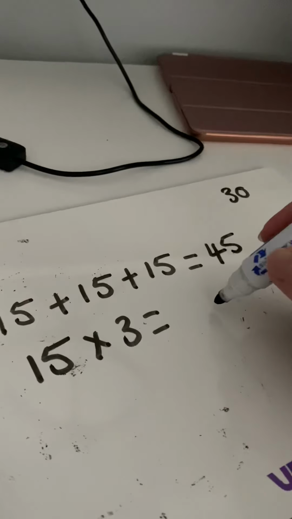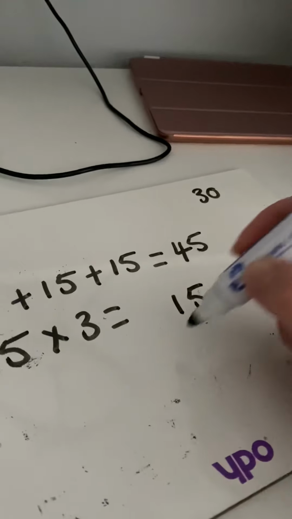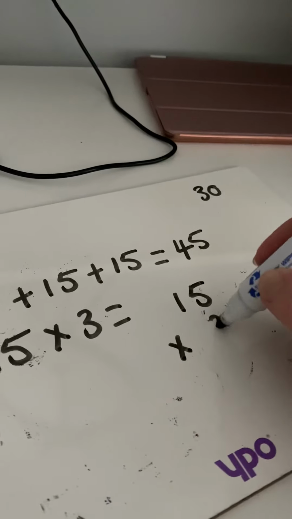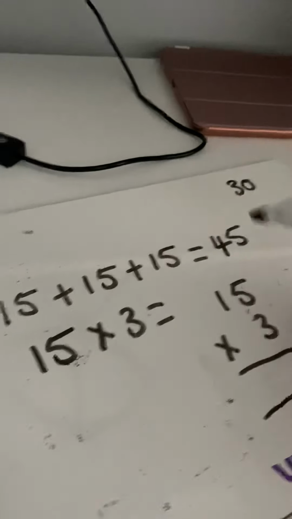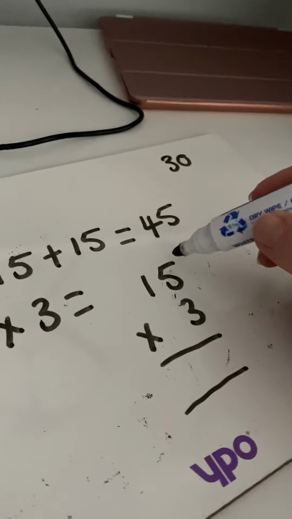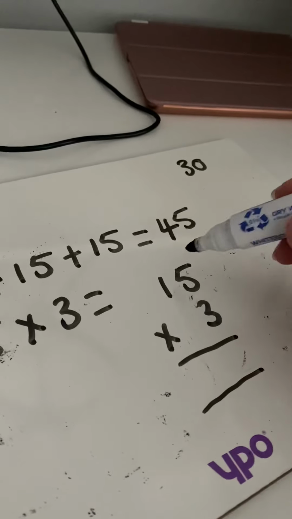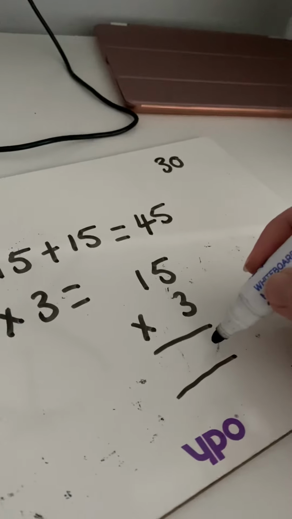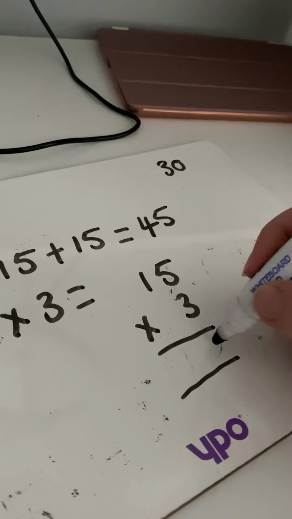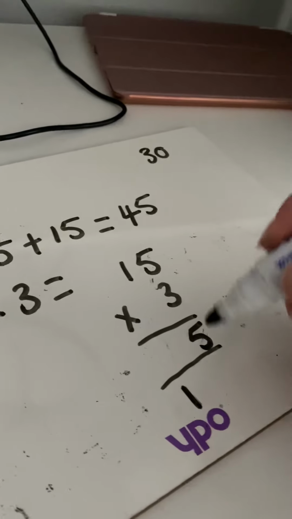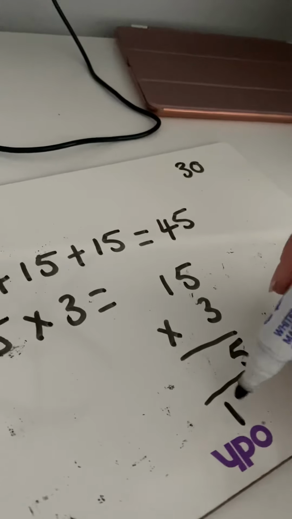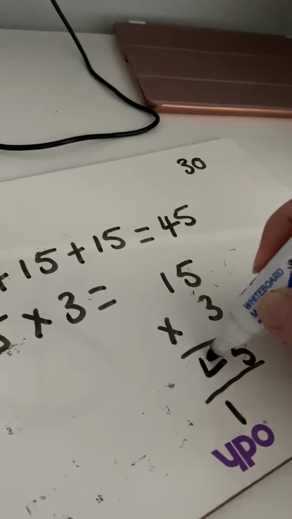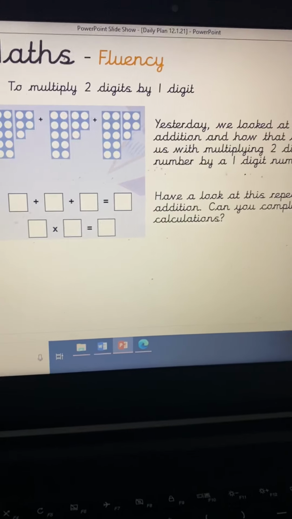Or I could do it in our column method like we had a look at yesterday. I'll do 15 times 3, just like my calculation here. And then I'd start off with my 1s. So 5 times 3 is, what is 5 times 3? Let me think. 5, 10, 15. Brilliant. And then 1 times 3 is 3. But then I've got this 1 here, and it is 45. Brilliant. Let's double check that that is the right answer.